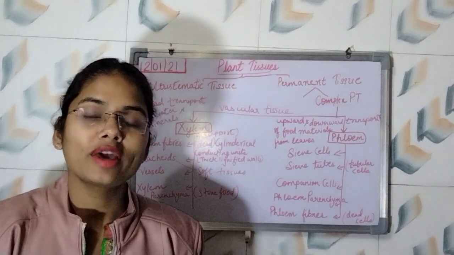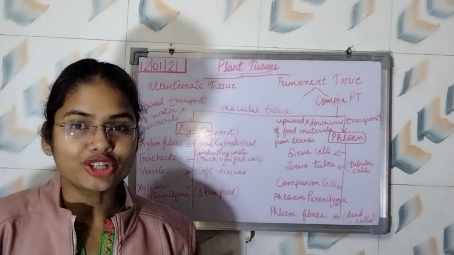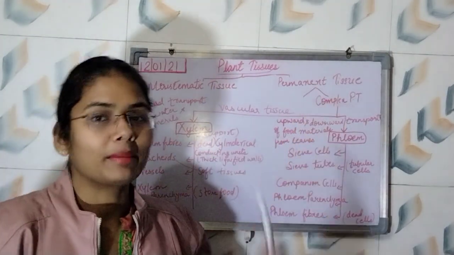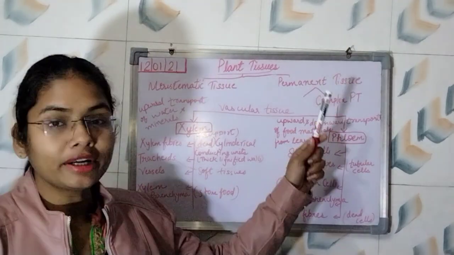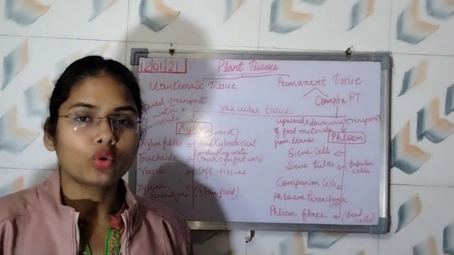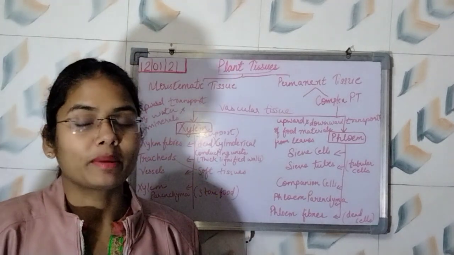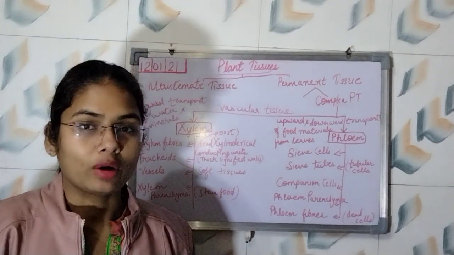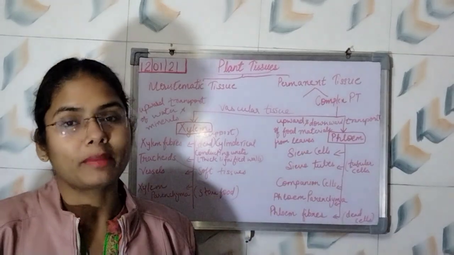So students, we have started about plant tissue, right? And this plant tissue is divided into meristematic tissue and permanent tissue, right? And then we have studied about permanent tissue. It is further divided into two parts. The one is simple permanent tissue and the other is complex permanent tissue. And we have studied about simple permanent tissue until now, right? And today we are going to study about complex permanent tissue.